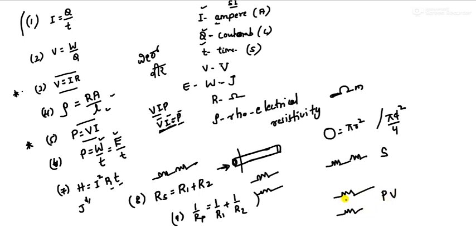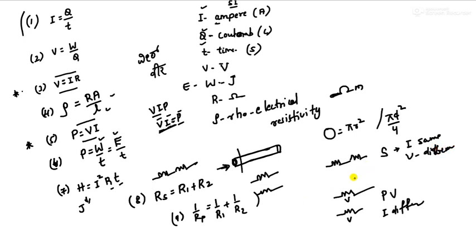In parallel, voltage remains the same, meaning V over here is equal to V over here. Current is different, remember this. And in series it is the reverse. In series, I remains the same, current is the same, and voltage is different.